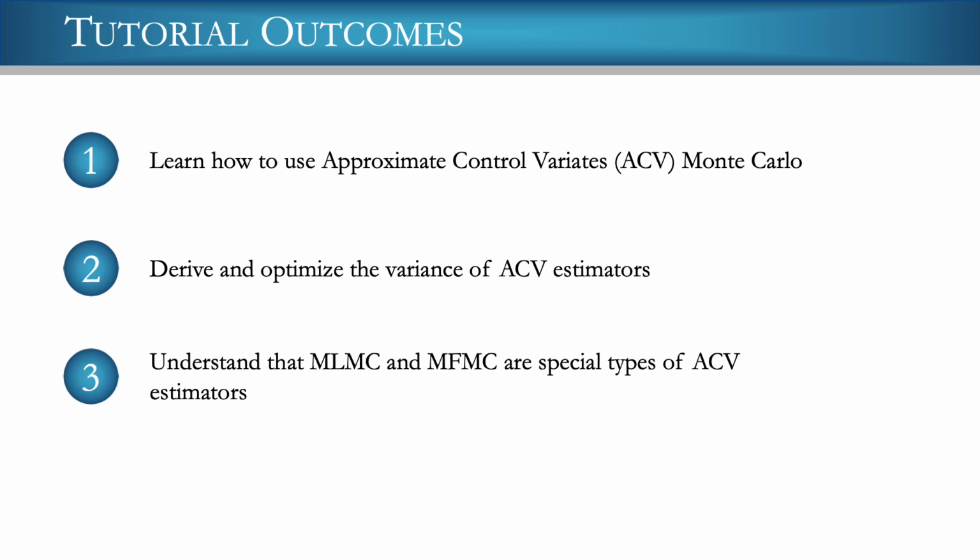In the next few minutes, I'm going to teach you how to use Approximate Control-Variate Monte Carlo, ACV estimators for short, to compute the mean of a computationally expensive high-fidelity model prediction using an ensemble of unordered low-fidelity models with unknown means. I'll also teach you the general procedure that could be used to compute the variance of ACV estimators, and then I'll show you how to minimize the variance of any ACV estimator by optimizing the number of samples allocated to each model. Finally, I'll show you that multi-level Monte Carlo and multi-fidelity Monte Carlo are two types of approximate control-variate estimators, and that this knowledge can be used to better understand the properties of those estimators.